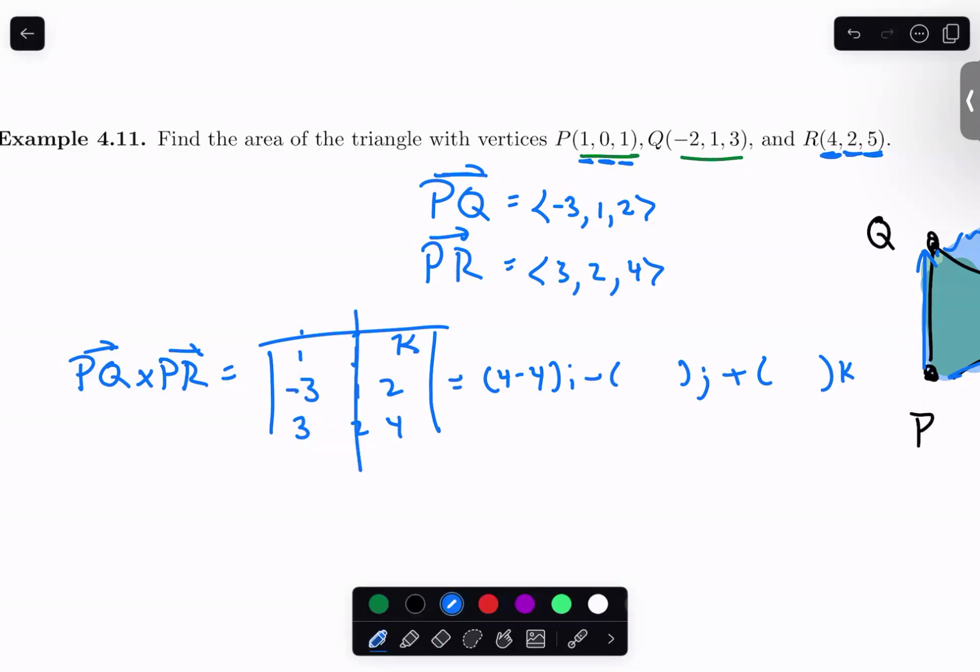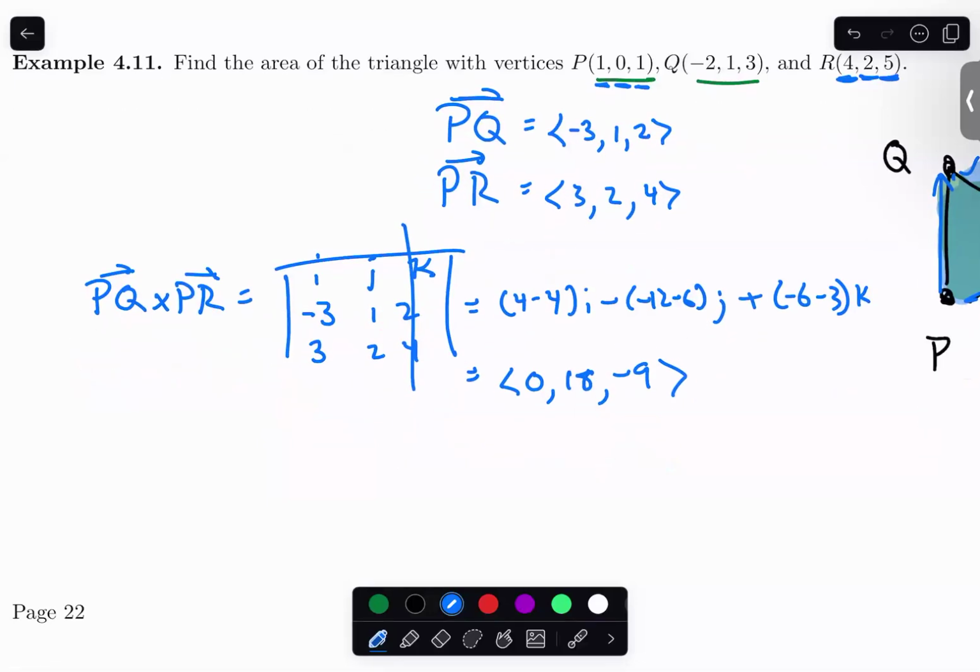Next up, crossing off that first row and second column to get all of our J information, that's going to be negative 12 minus 6. And then finally, crossing off the first row, third column, we're going to have negative 6 minus 3. So we're going to have 0, negative 18, but there's that extra negative sign. So positive 18, and then negative 9.